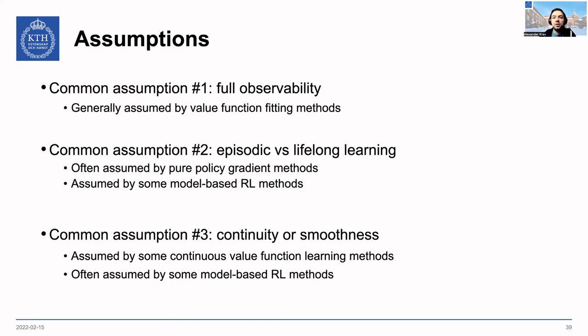And there are also a number of assumptions, such as whether we have full observability, so whether we can look at the states inside the observation, whether we have infinite time horizons or short time horizons, and the continuity, or smoothness, required, for example, for all gradient-based methods, and so on.